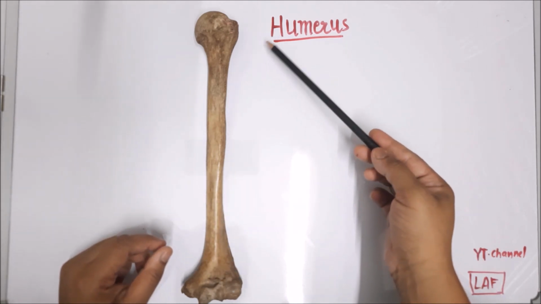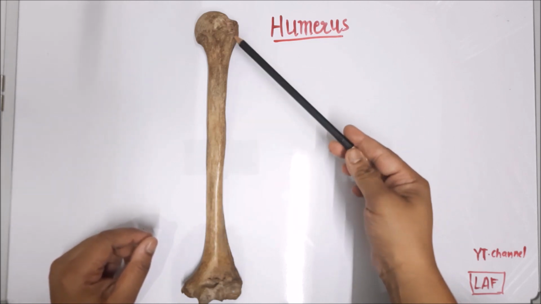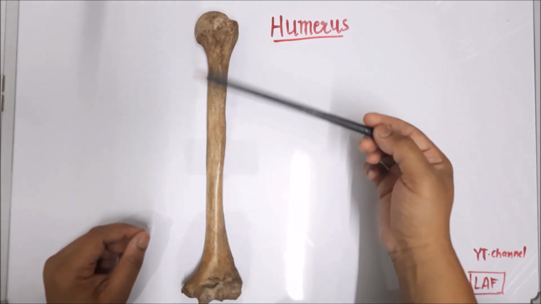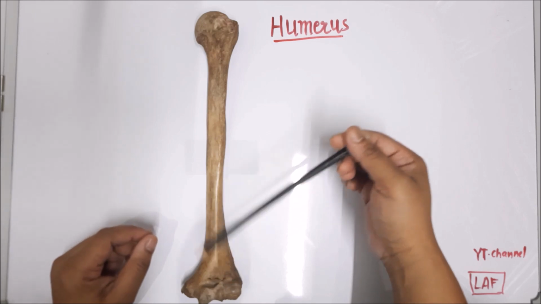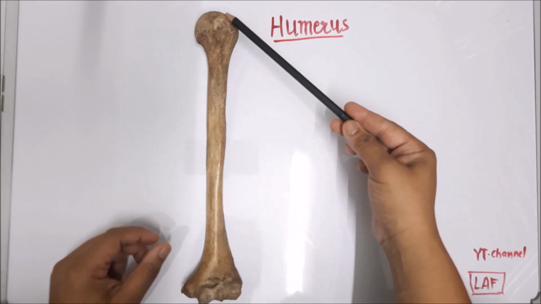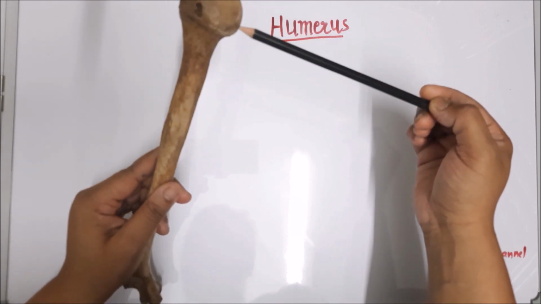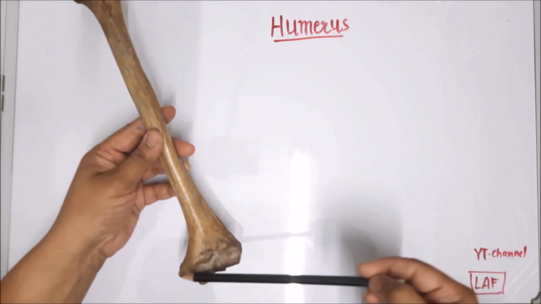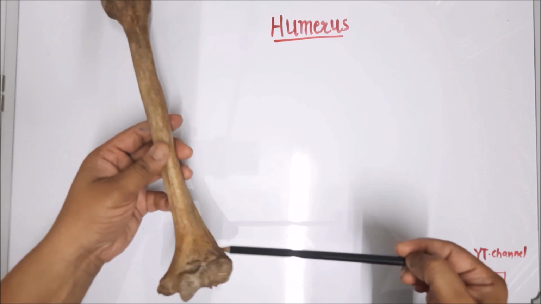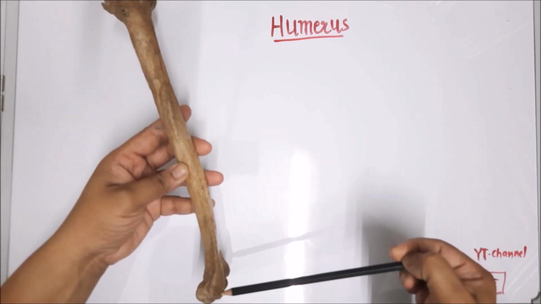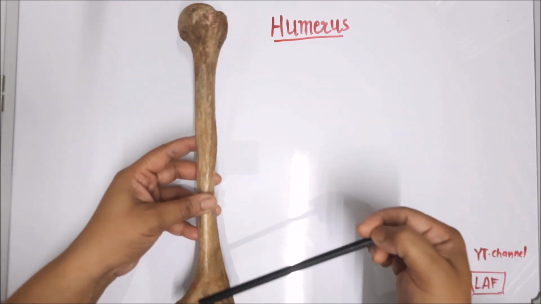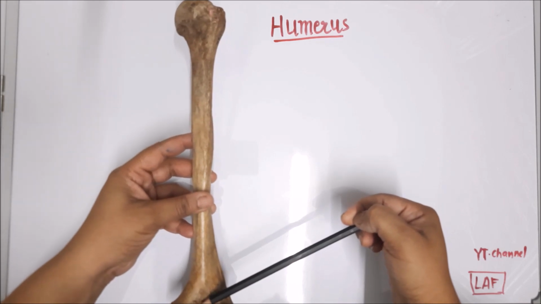Now let us see the features. As you know, it is a long bone, having two ends. This is the upper end and this one is the lower end. The upper end consists of the spherical head, and the lower end is expanded from side to side, and it is flattened from anterior to posterior side. So this is the upper end and this is the lower end of the humerus.